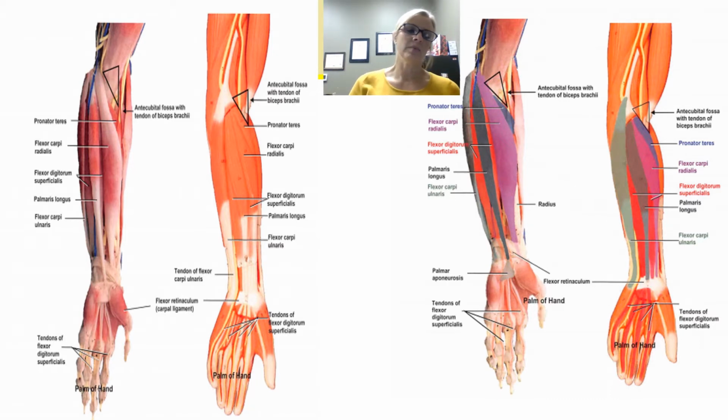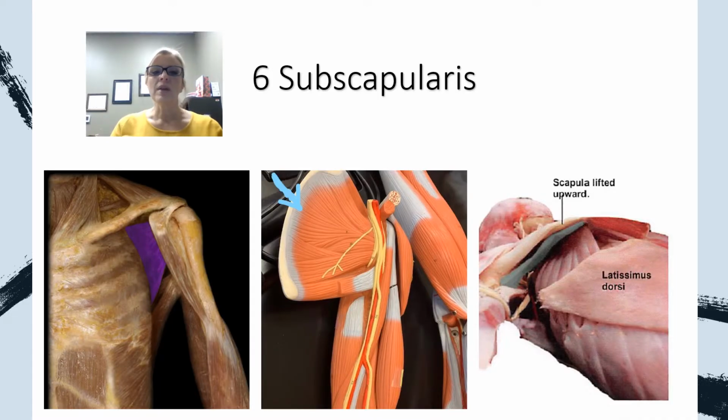It says anterior, but looking at the cadaver, this has got to be the posterior muscles. All right, so here we have the subscapularis. This is sub, meaning below or under. This is the under the scapula, subscapularis muscle. This is going to medially rotate the arm and assist in extension. All right, and so you kind of have to lift the scapula up in order to see this well on the cadaver.